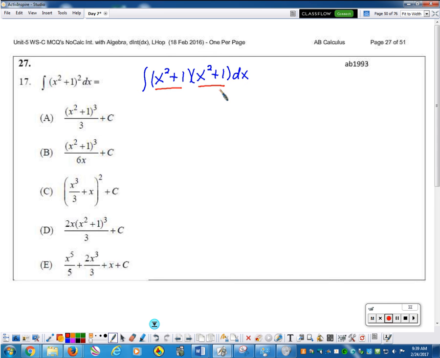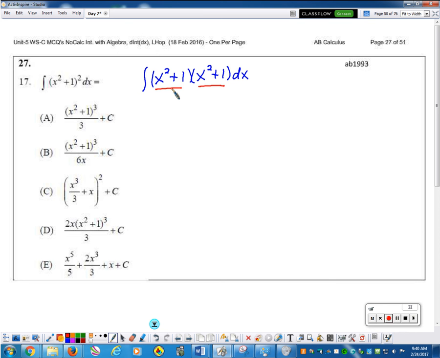The first thing I noticed is that if I rewrote it like this, I do create two functions being multiplied, which means u substitution is a possibility. Trouble is, if I choose x squared plus 1 to be u, the derivative of my choice would be 2x, which isn't the other multiplying function. So that doesn't work.